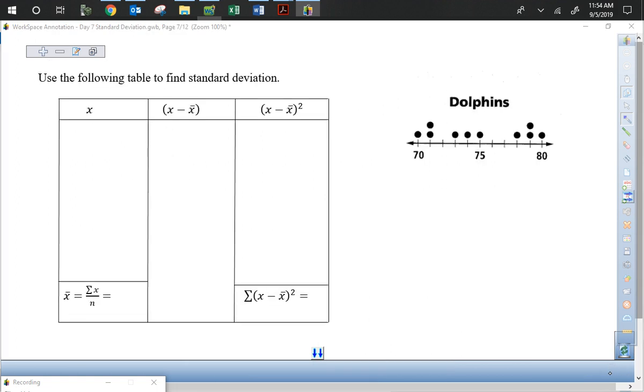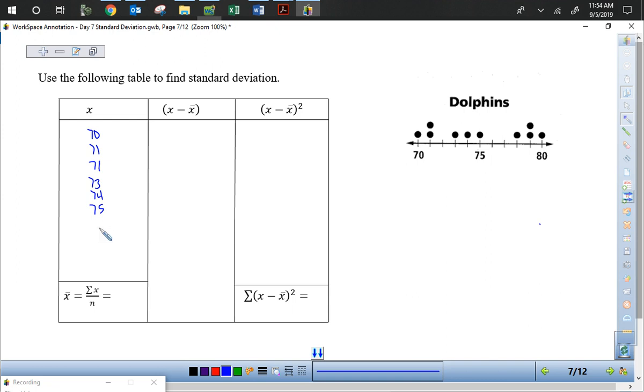Right up here, we have in our first column just the x values. That means the heights themselves of these Dolphins. The first dot was at 70, so that's 70 inches. And then 71 happened for two different players. And then we're at 73, 74, 75, and then over here we've got a 78, two 79s, and 80.